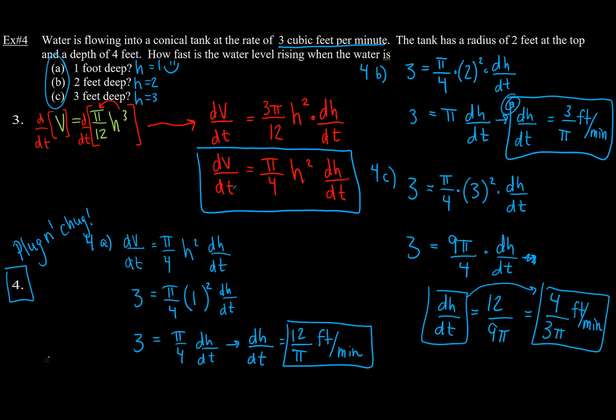All right, so here's my answer. When the height is 1 foot, the water is rising at 12 divided by pi feet per minute. When the height is 2 feet, the height is increasing at 3 over pi feet per minute. When the height is 3 feet, the height is increasing at 4 divided by 3 pi feet per minute.